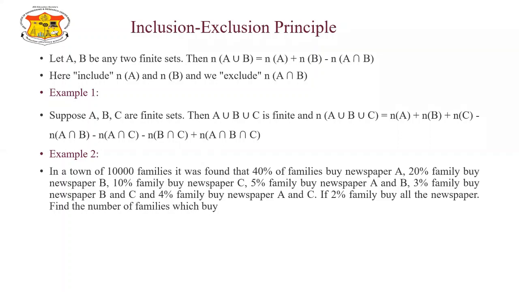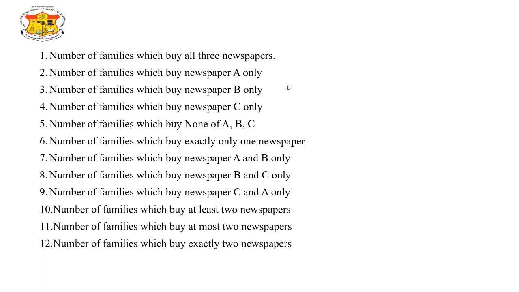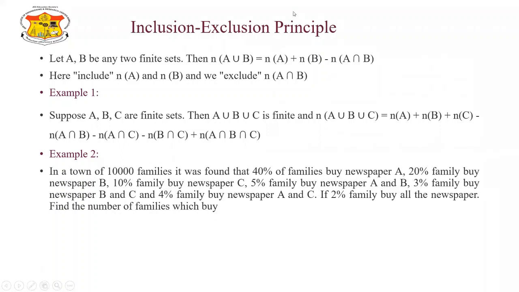This is also denoted like this: mod of A plus mod of B minus mod of A intersection B. So this formula we can also write like this: mod of A union B is equal to mod A plus mod B minus mod of A intersection B.